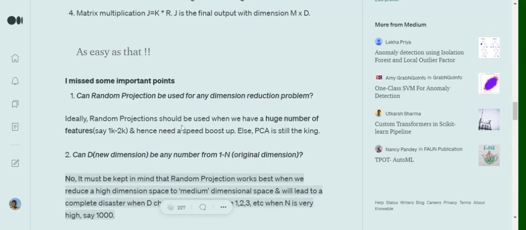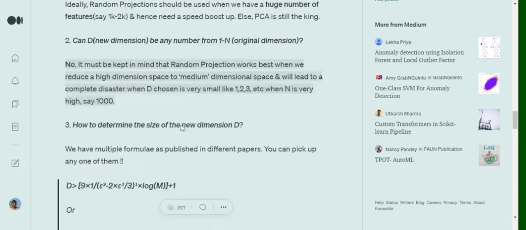Did I miss some points? Definitely yes. It is not that easy. Can random projection be used for any dimension reduction problem? Not really. If you have a very high feature space, say 1000 or 2000, and you wish to reduce it to some very low dimensionality, it won't work. For example, if you wish to reduce it from 1000 to 1, it won't work out. If you wish to reduce it from 1000 to 20, it won't work out. So the final d that we choose has to be reasonable and shouldn't be very low.